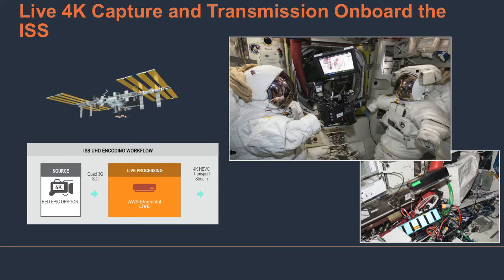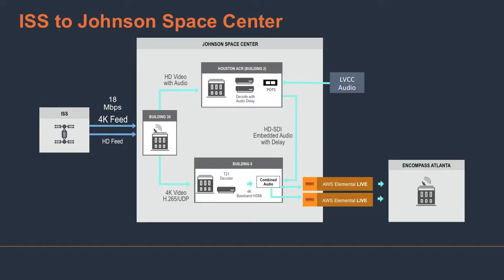And there's the encoder in the bottom right, what it looks like when they have it out sitting there in the space station. And then here's a little bit more detailed look of how we got the 4K and the HD audio for the audio stream down to Johnson with NASA's help, utilizing their service.